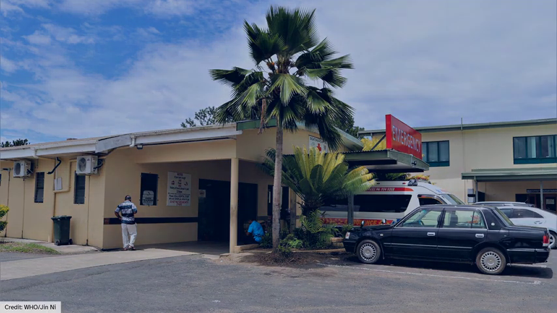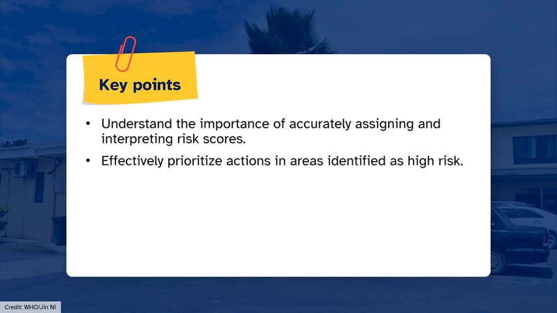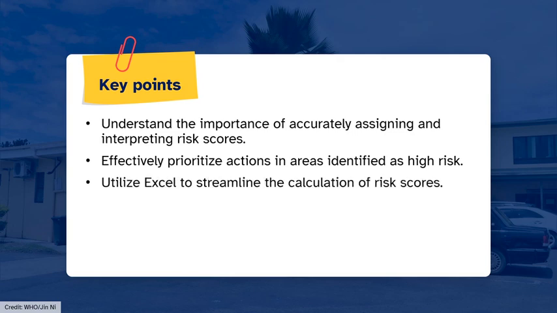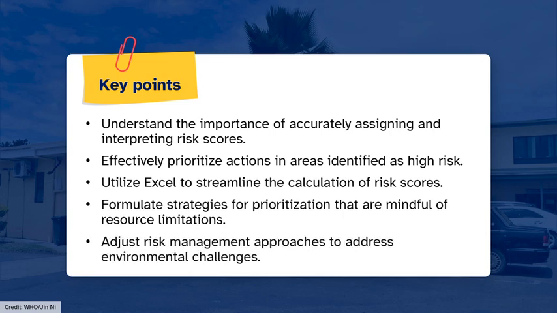Key points to take away. Understanding the importance of accurately assigning and interpreting risk scores. Effectively prioritize actions in areas identified as high risk. Utilize Excel to streamline the calculation of risk scores. Formulate strategies for prioritizing that are mindful of resource limitations. Adjust risk management approaches to address environmental challenges. Please make sure to explore the reference section of this module for access to all mentioned resources.